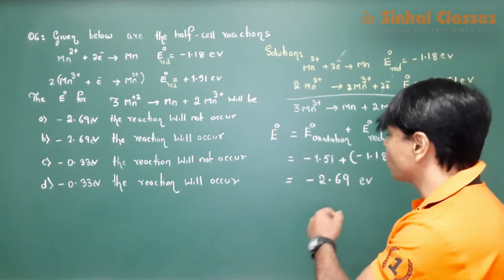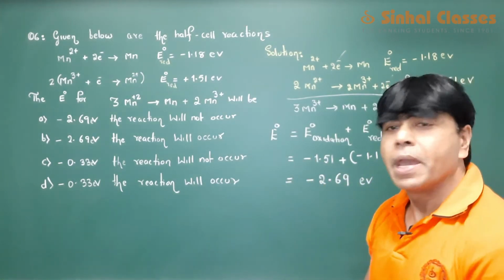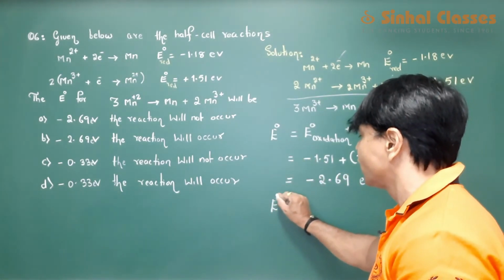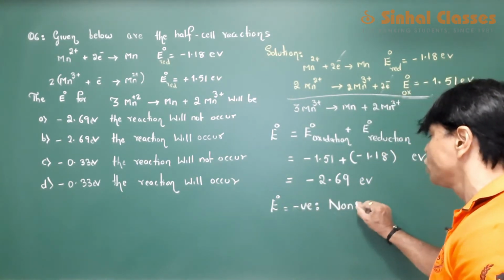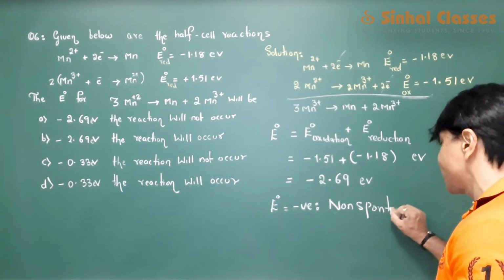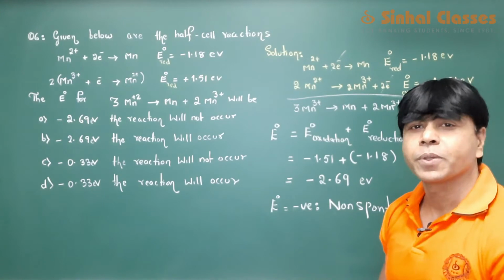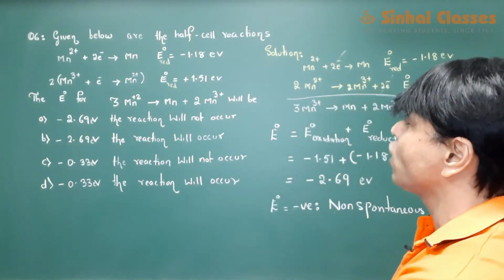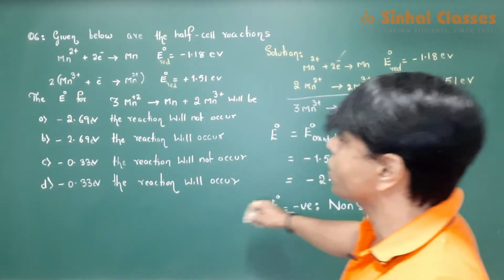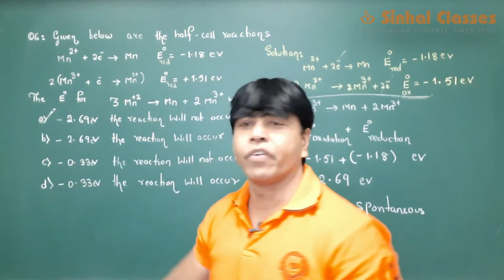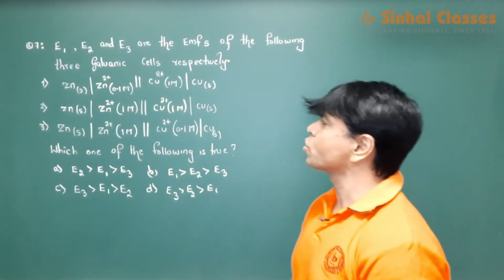Now, what is your observation? The value of E naught is coming as negative. If the value of E naught is negative, that means it is non-spontaneous reaction. Non-spontaneous. So in that case, the reaction will not occur. Reaction will not occur. So the option for you is A, which is the correct option. Okay student, have a look at this question now.